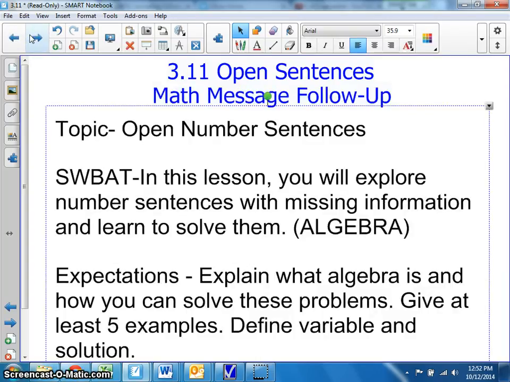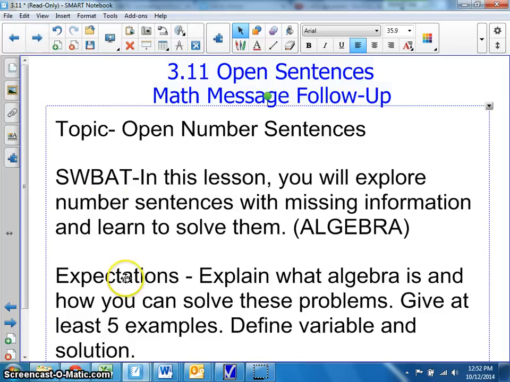In this lesson, you'll explore number sentences with missing information and try to solve them. There will be a number missing. Can you figure out what the number is? And that's algebra. It's can you figure out what number is missing? What's missing from the problem? Not as hard as what it sounds.